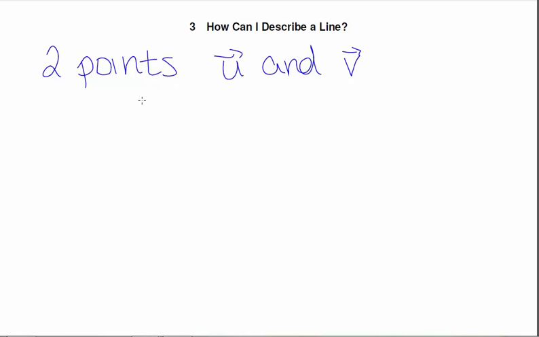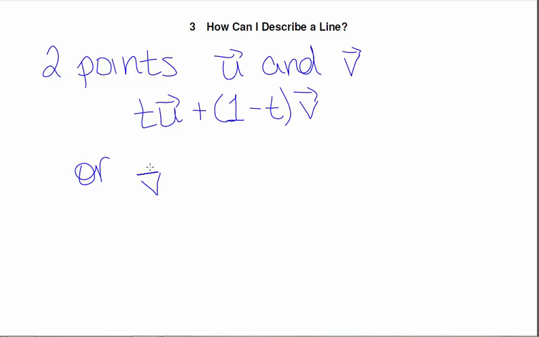So we can actually get the equation of the line based on tu plus (1 minus t) times v. And this can be rewritten as v plus t times (u minus v). So either one of these are valid ways to actually describe a line.